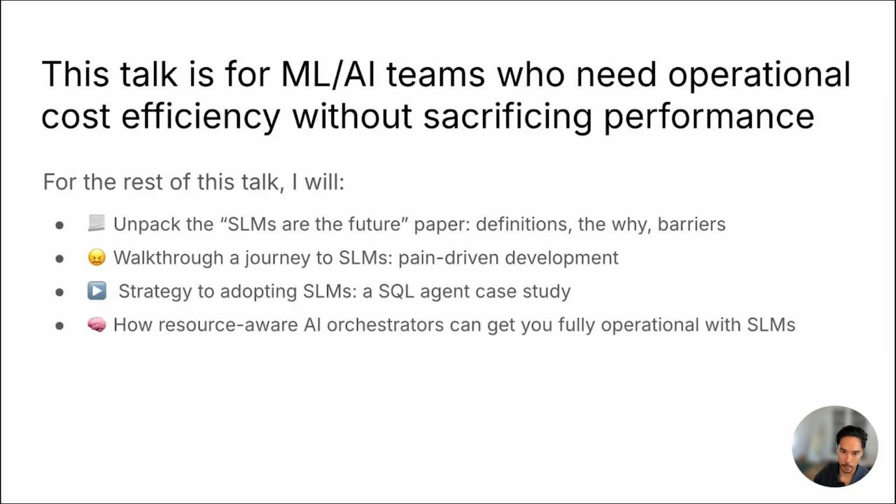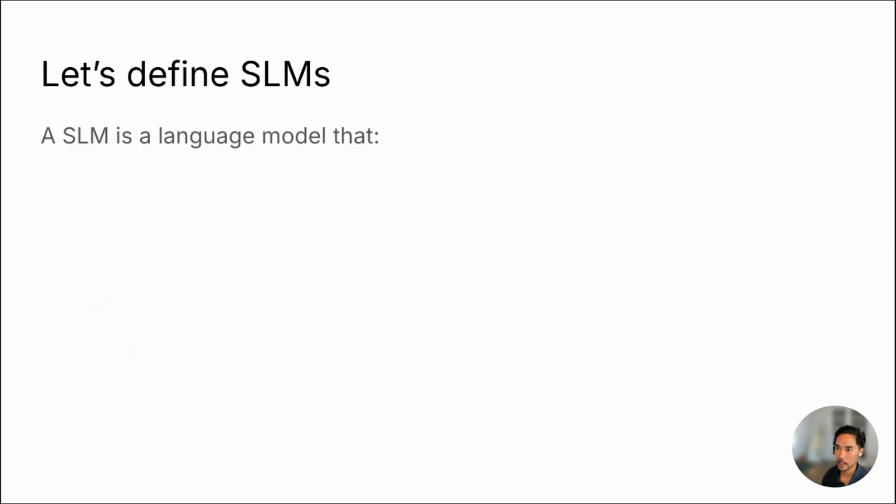And throughout the outlining of the strategy, I'll also talk about how resource-aware AI orchestration can get you fully operational with LLMs. What are the different practices at a high level? I don't have too much time to dig into super technical details. Obviously, you can reach out to me later.